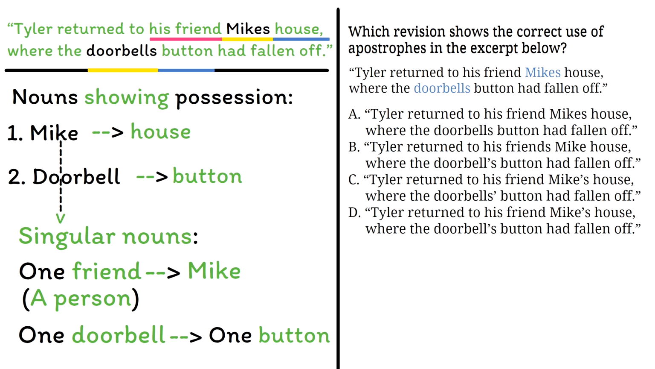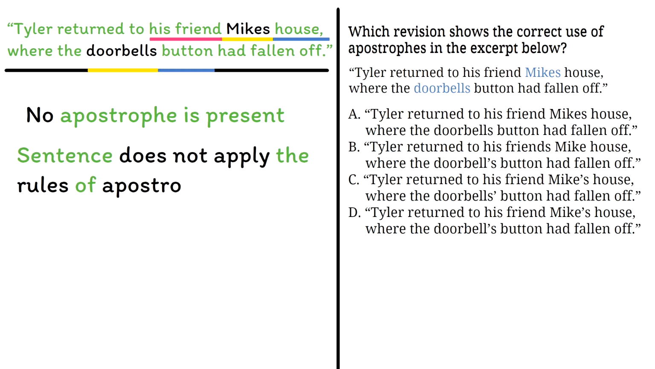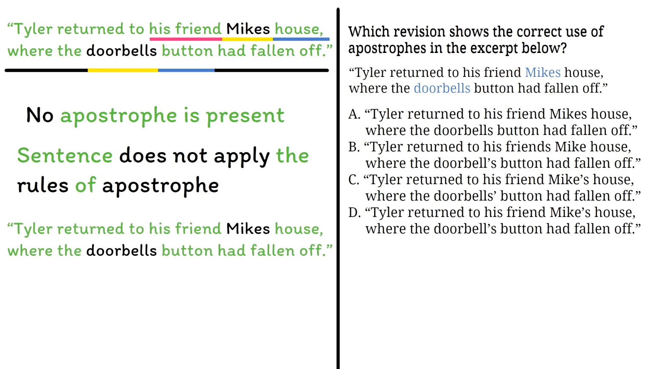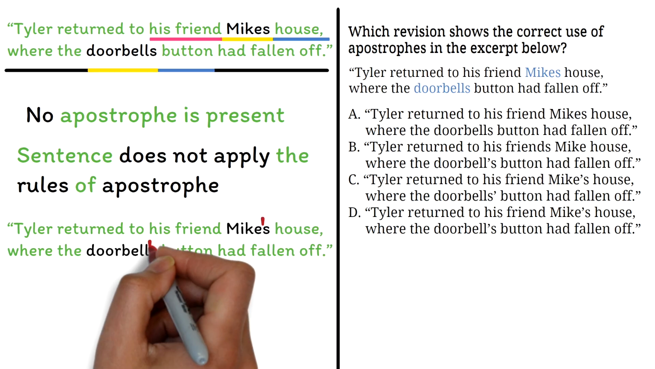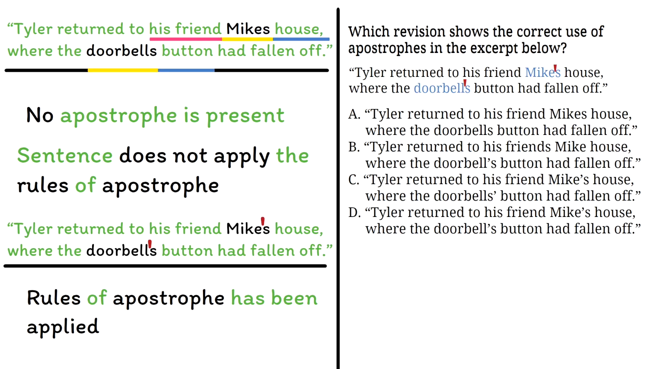Now, notice that, in the sentence, neither of these singular nouns includes an apostrophe, even though they are showing possession. This means that the sentence does not apply the rules of apostrophes with possessive nouns. So, to correct this, let's place the apostrophe between the singular noun and the letter S. So, we've now correctly applied the rules for using apostrophes in nouns that show possession. Thus, when we look through our answer options, the correct answer is therefore option D. Tyler returned to his friend Mike's house, where the doorbell's button had fallen off.